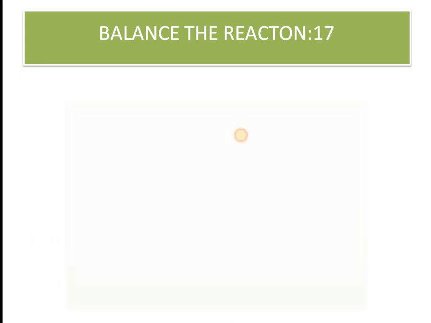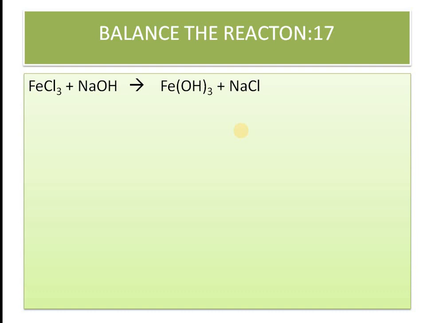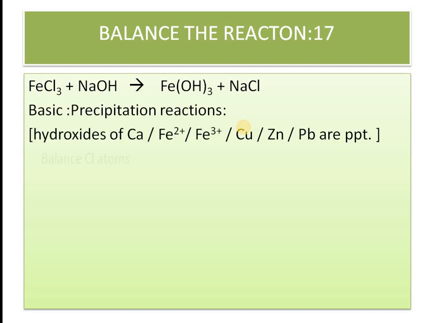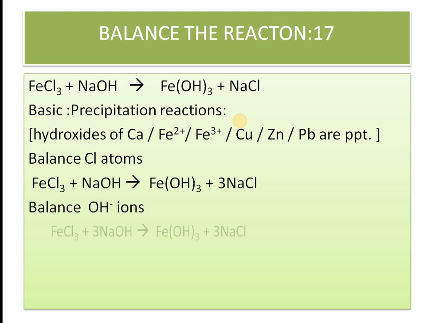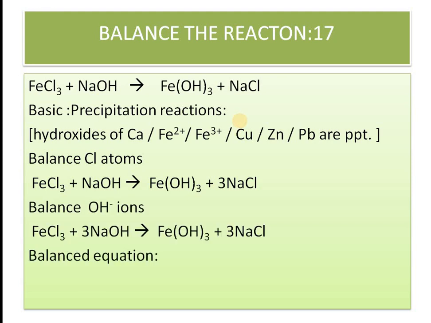Okay. Next is the 17th reaction. Again, this is a precipitation type of reaction where we add alkali and precipitation takes place. Please remember that calcium hydroxide, ferrous hydroxide, ferric hydroxide, copper hydroxide, zinc hydroxide, lead hydroxide are all precipitates. Balancing the chlorine atom, right hand side chlorine is 1, left hand side 3, so you can multiply by 3. OH you can balance directly. In this type of reaction, you need not balance oxygen and hydrogen separately. You simply balance OH directly. Right hand side OH is 3, left hand side only 1, so multiply by 3, that's all.